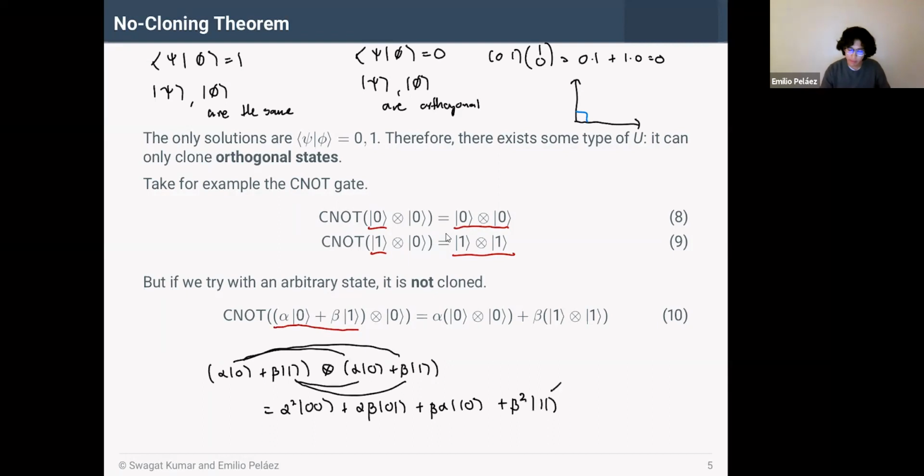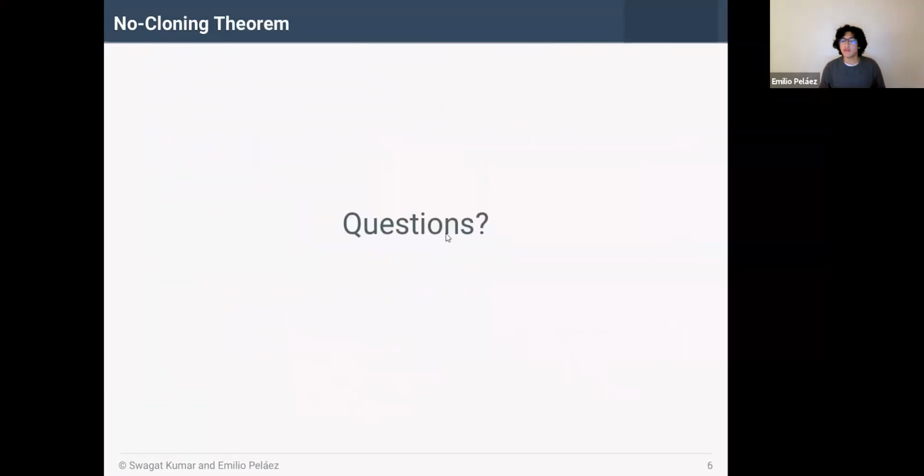And as you can see, this is not equal to what we got in equation 10. So the state is not cloned. The CNOT gate is not able to clone an arbitrary state, just the 0 and 1 state, which are orthogonal. So yeah, that's basically the no-cloning theorem.